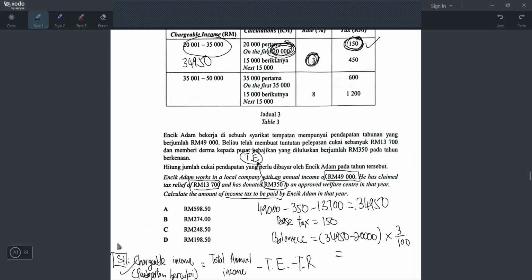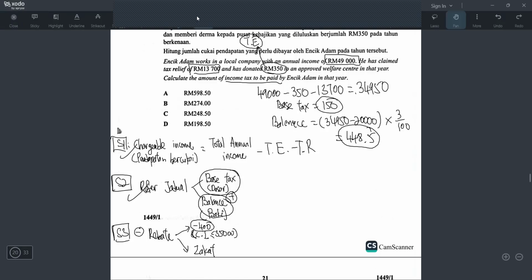So now it's time to press calculator. 34950 minus 20,000. Equal dulu, baru darab dengan 0.03. Kena equal dulu. Okay, my calculator give me 448.5. But this is just the balance. Okay, ataupun cukai baki. You have to plus with the base tax, the cukai dasar. So what happens when you take the base tax plus with balance tax? When you plus, it means you are taking the cukai dasar tambah cukai baki lah. So it will be 150 plus 448.5.